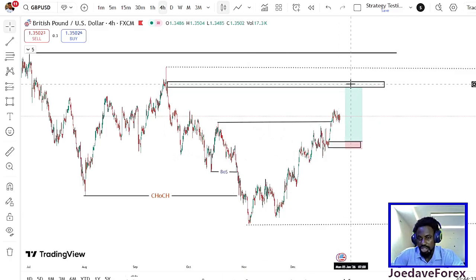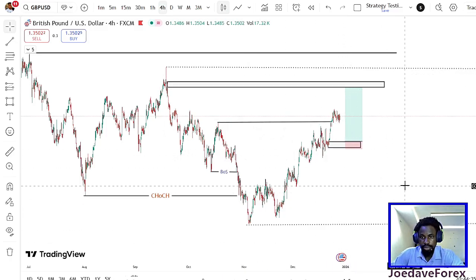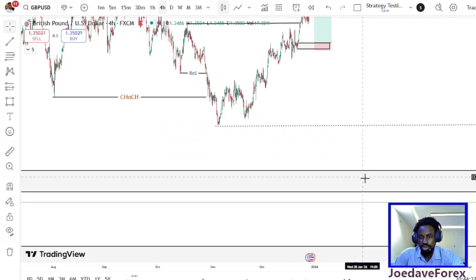So, but price might actually push here somewhere, then drop further. Might now drop to this zone. Then from this zone we can now have a change in trend.